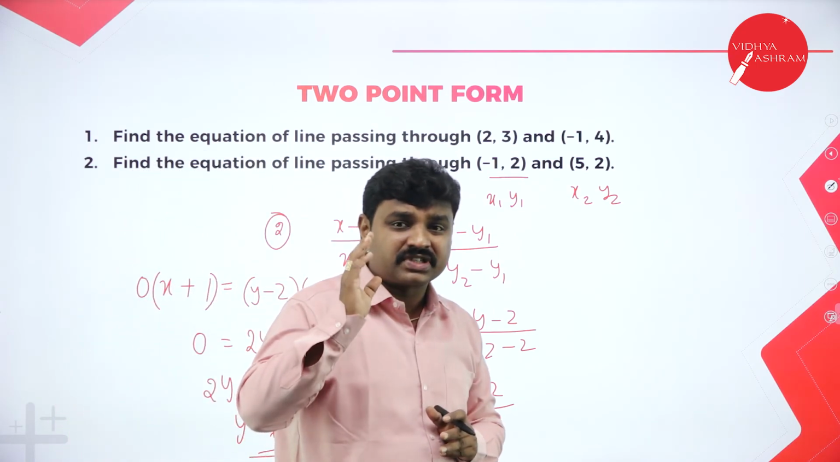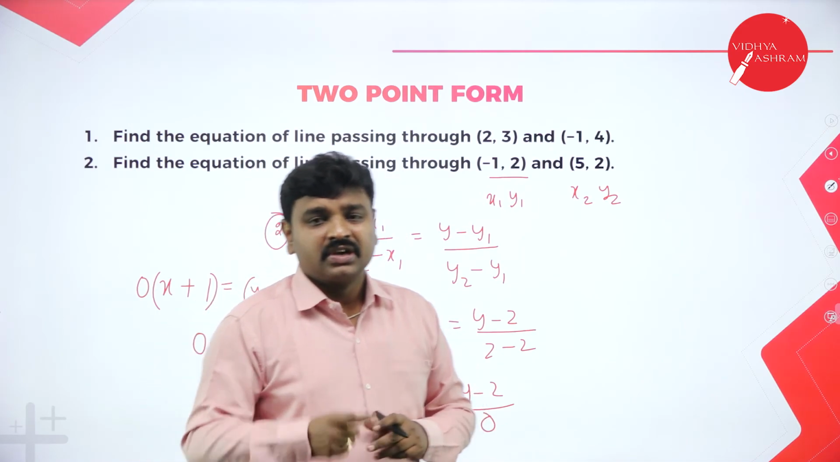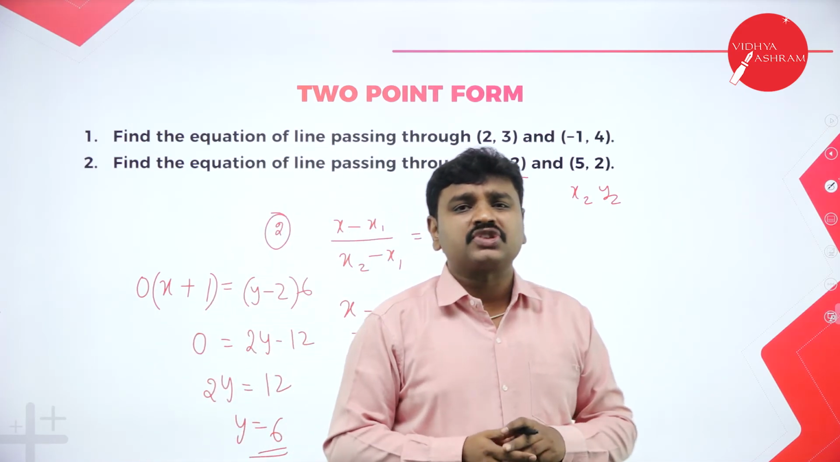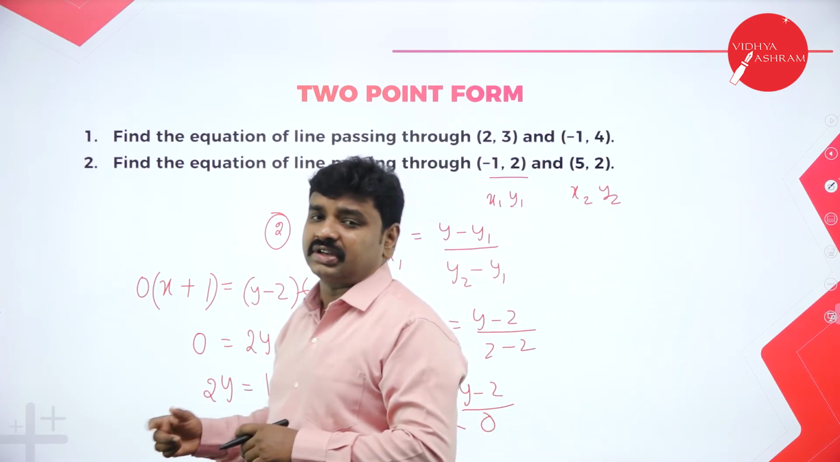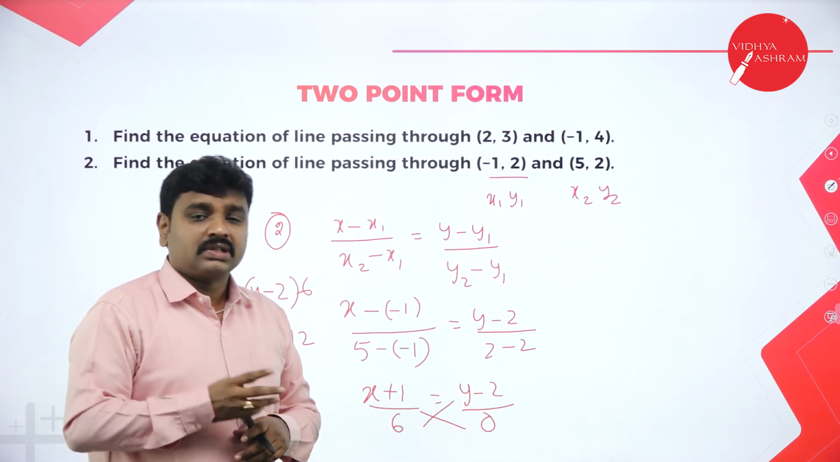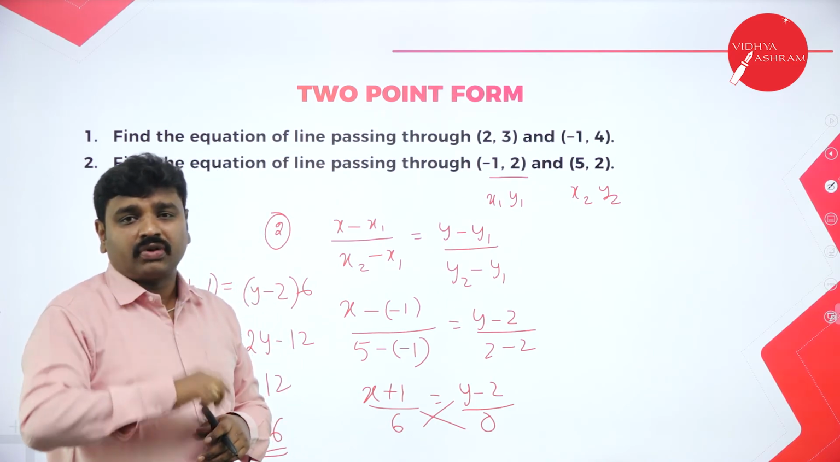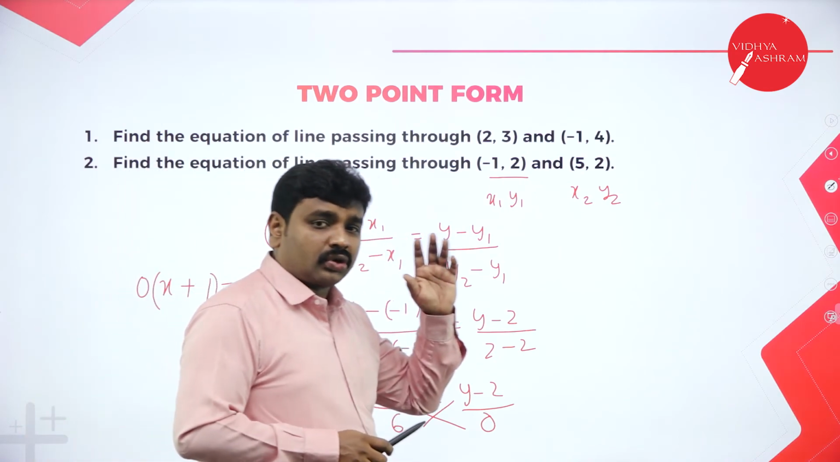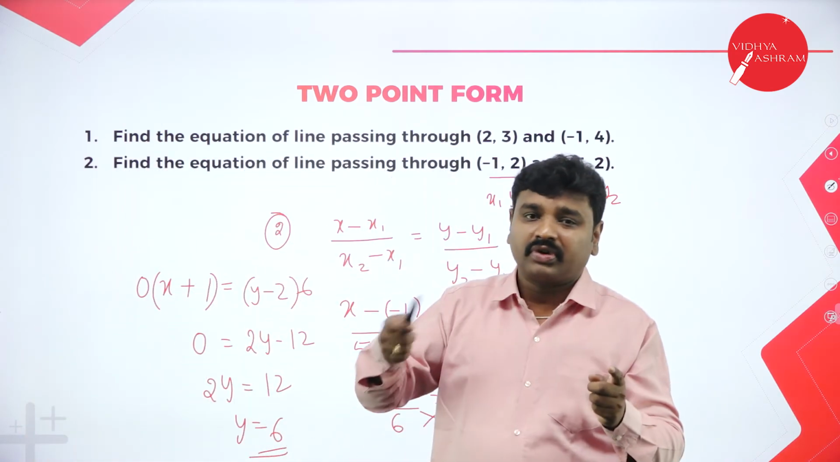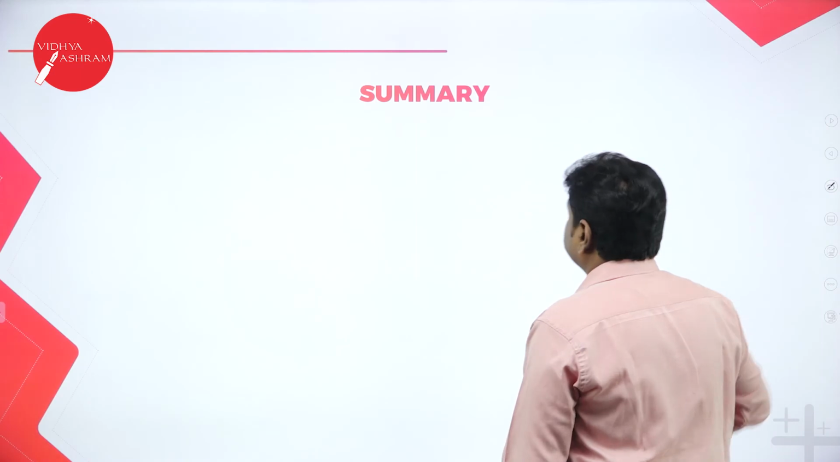In today's class, we studied different forms of lines. First, I taught you point slope form. What is point slope form? y minus y1 is equal to m into (x minus x1). Then we have done problems based on that. They'll give point and slope, we have to find. Then I taught you 2-point form. So I hope all of you are thorough with all the forms and related problems we discussed. Further, let me summarize what we have discussed.